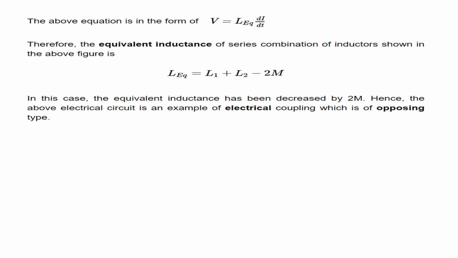Therefore, the equivalent inductance of the series combination of inductors shown in the above figure is L equivalent equals L1 plus L2 minus 2M. In this case, the equivalent inductance has been decreased by 2M. Hence, the above electric circuit is an example of electric coupling which is of opposing type.